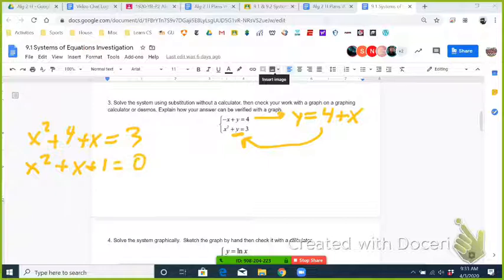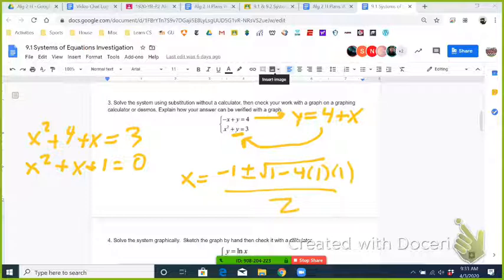Alright, and we get a quadratic, and it doesn't seem to be factorable. So what we could do is do the quadratic formula and see what x is. So we get the opposite of b plus or minus the square root of b squared minus 4ac, and we could see that there's no real solution here because the discriminant would be negative.